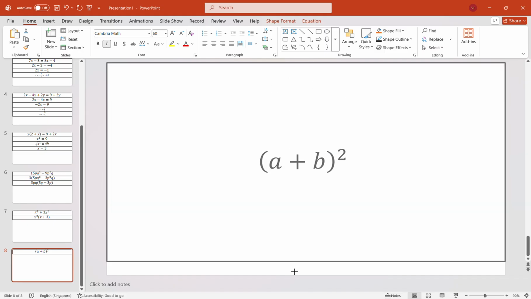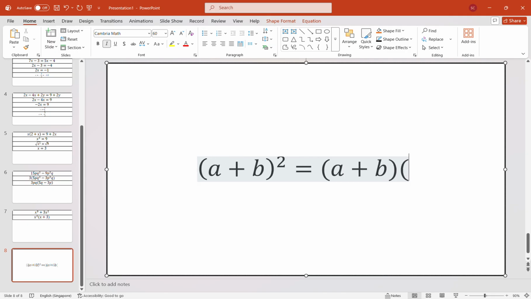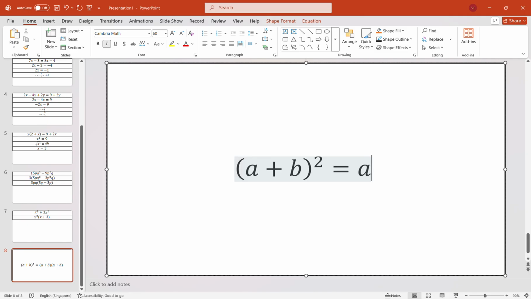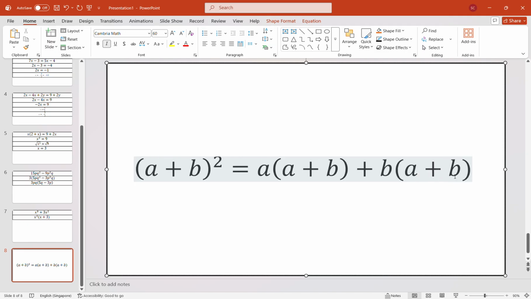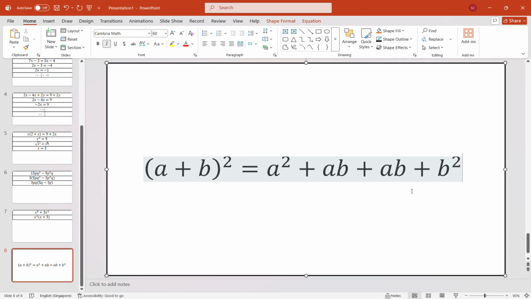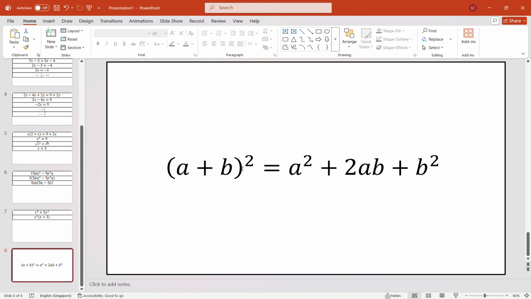What you may not have known is that the square of a binomial sum, we can express as (a plus b)(a plus b), giving us this. And then from here we can just use the distributive property. And then we can simplify like terms. So therefore, (a plus b) squared is equal to a squared plus 2ab plus b squared.